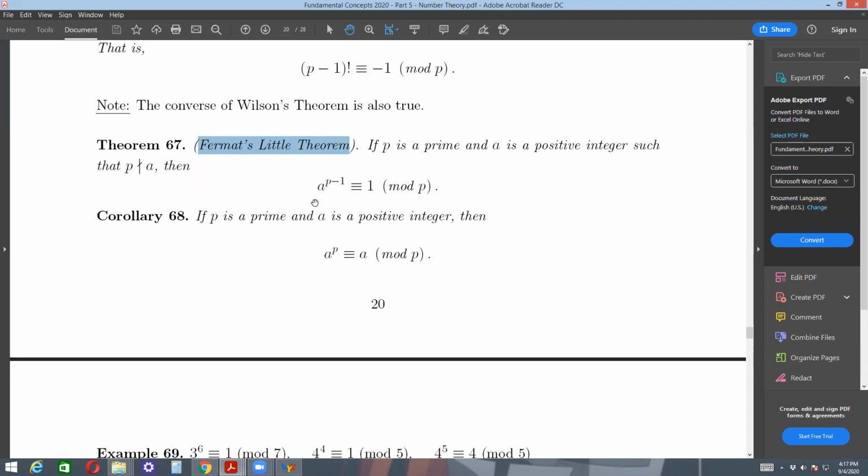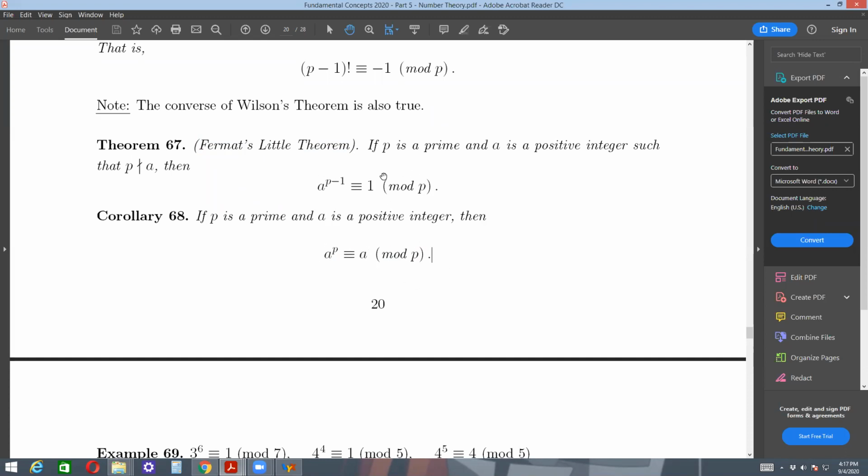Now, A is relatively prime to P, right? So you can actually multiply both sides of this and get A to the power of P is congruent to A. And this is another way that Fermat's theorem is used more often, because actually this one holds for all A. A doesn't have to be relatively prime in this one, if you think about it.